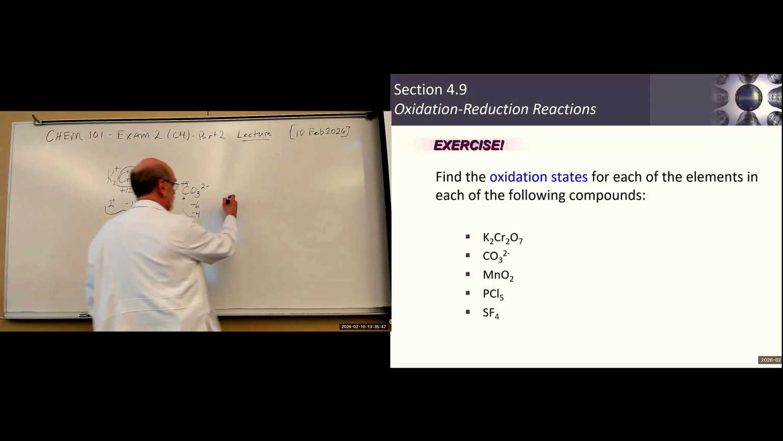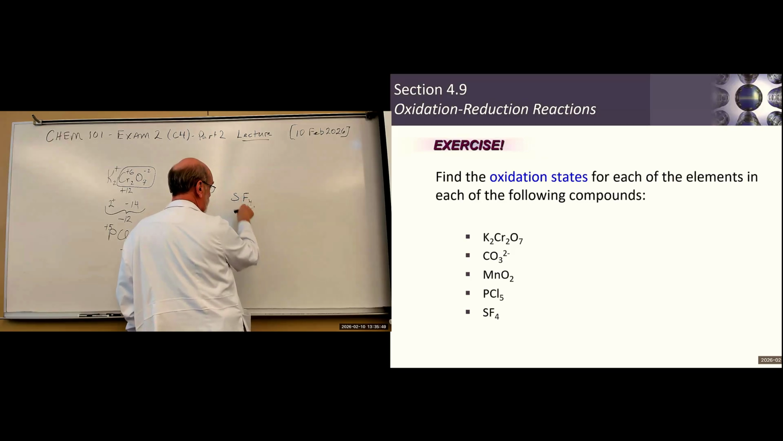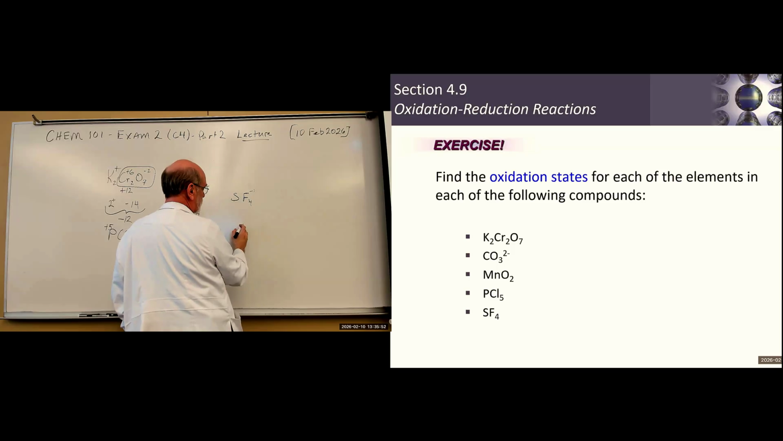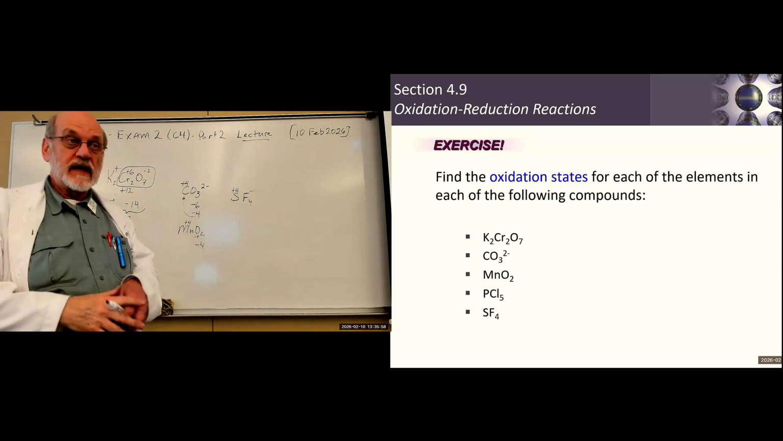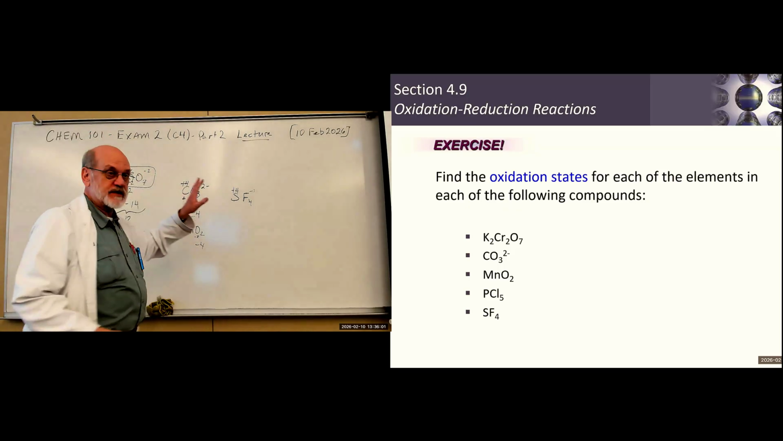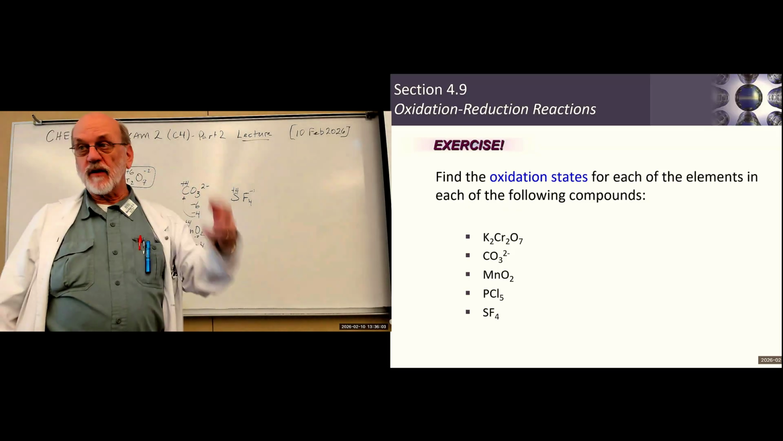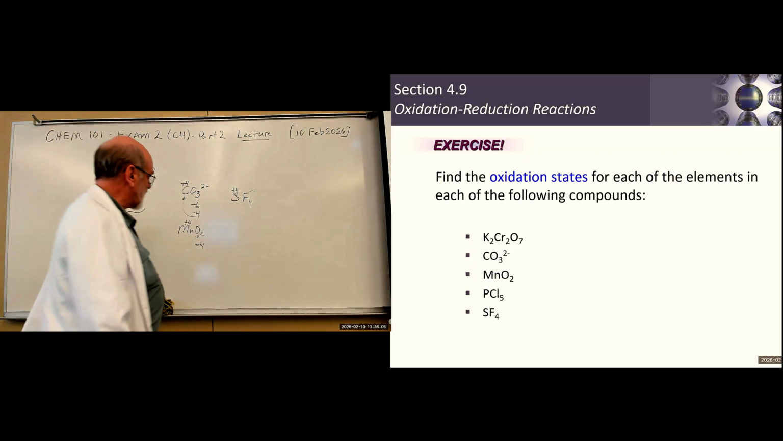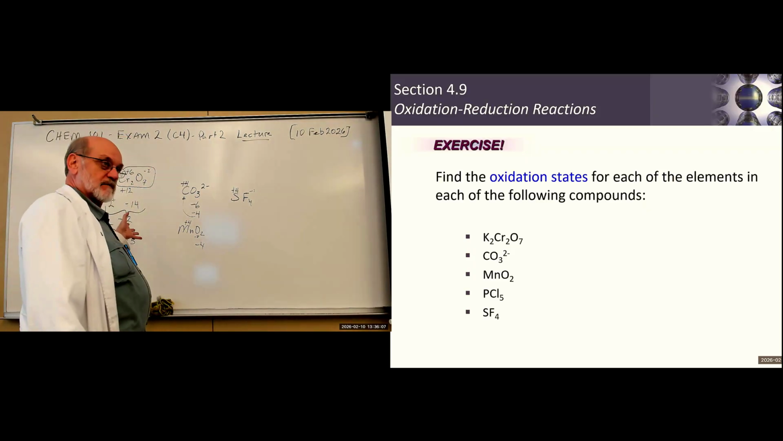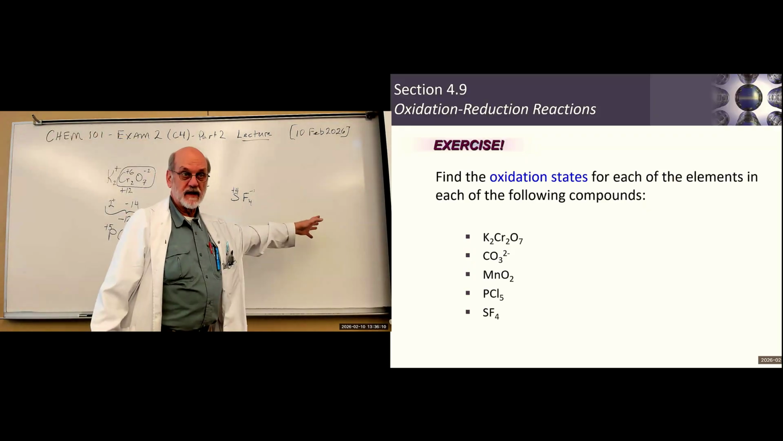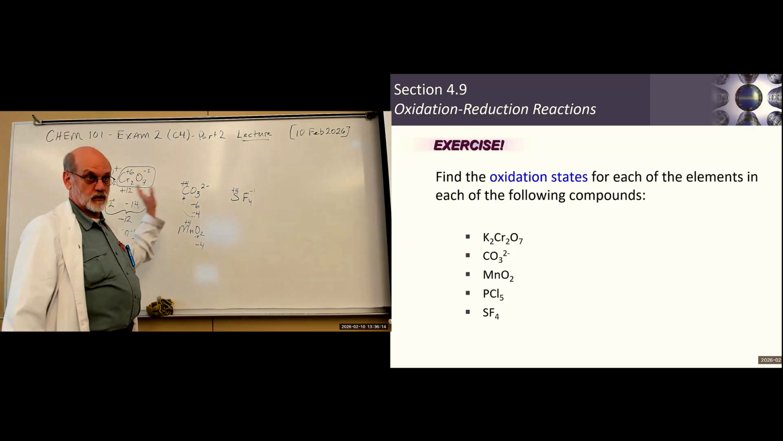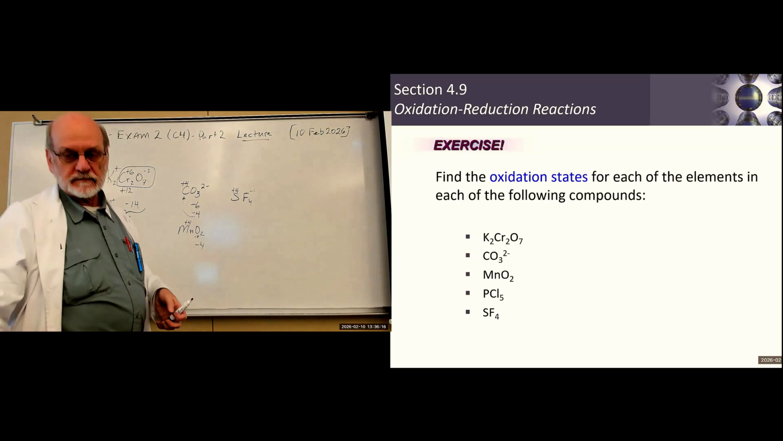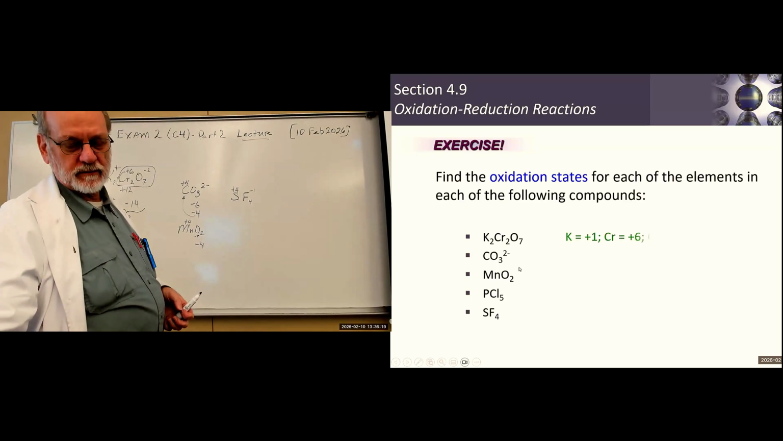And SF4, this one is fairly straightforward because we know that fluorine is given a minus 1, which means minus 4. This one has to be a plus 4 oxidation state. Now, once we calculate the oxidation states, we can track electron movement, because on one side the element might be one oxidation state, and on the other side a different one. We know electrons have moved either from that element or to that element. We need to do an example.